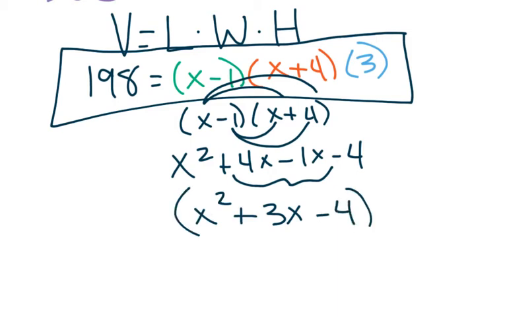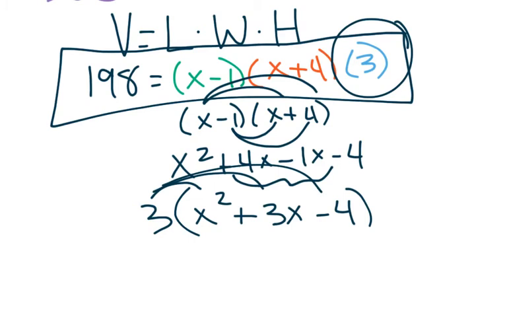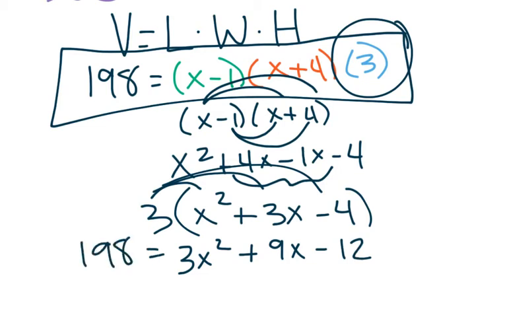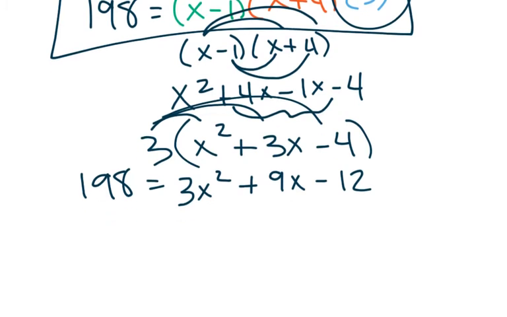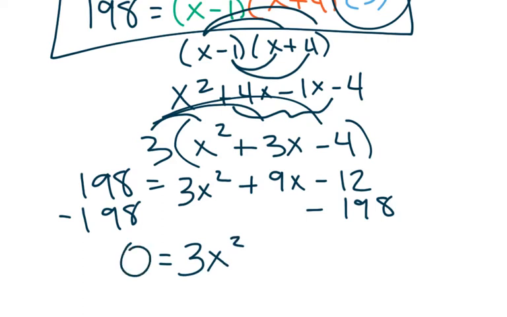Okay, this is going to go back in parentheses because I haven't done anything with that 3. So now I'm going to distribute 3 to everything. So I got 3x squared plus 9x minus 12. Remember that this entire thing equals 198. Because we're talking about a quadratic, I don't want it to equal 198. I want it to equal 0. So I'm going to subtract 198 to the other side. So I finally get 3x squared plus 9x minus 210 equal to 0.